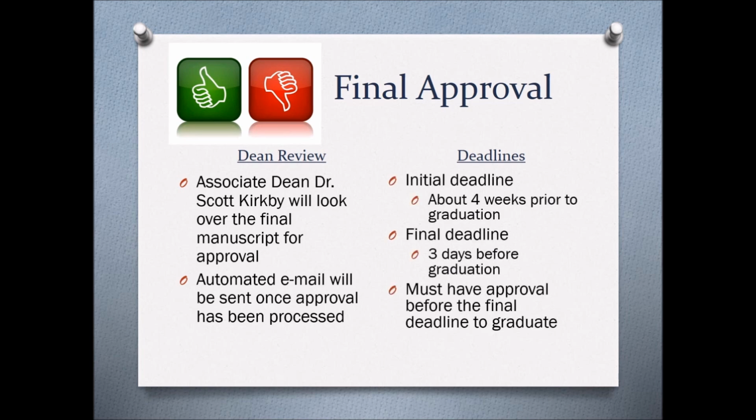So just to recap, the initial deadline is about 4 weeks prior to graduation. The final deadline to have approval from the dean or associate dean is about 3 days before graduation. So you don't want to be waiting to the last minute. The quicker you can get it back to me, the quicker I'll get to it, and the quicker we'll get approval. You must have approval before the final deadline to graduate.